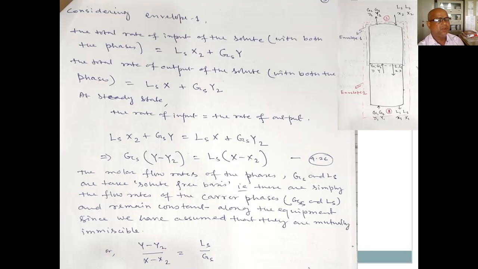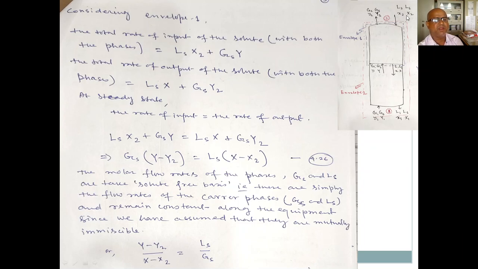Okay, so now let's take the material balance on this here. I will take the material balance under steady state condition. Under steady state condition, what is the rate of input? Input is this and this, these two are entering, and outgoing is this and this. So if you take the component balance of solute, then entering is LS.